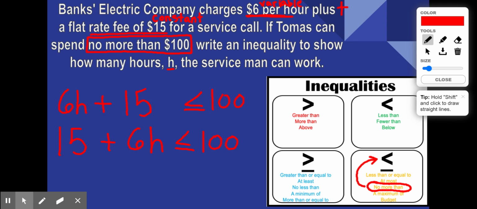We can also flip the whole thing around and say 100, but if I flip the 100, I flip my inequality because the alligator wants to eat the 100. 100 is greater than or equal to 15 plus 6H. You might also see it written as 100 is greater than or equal to 6H plus 15. These are all ways that you could have this same inequality written in multiple choice form.